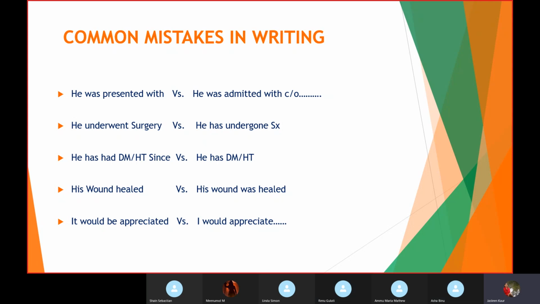Second point, he underwent surgery and he has undergone surgery. Very commonly used. Both are correct, ma'am? Yes, both are correct. One is present perfect. But ma'am, when we use the past, underwent surgery, we have to mention the date and time along with it. Is it?